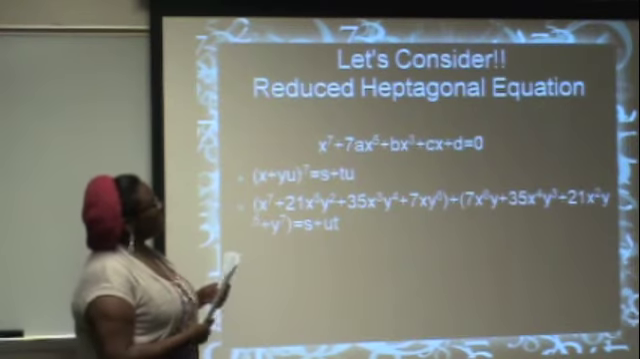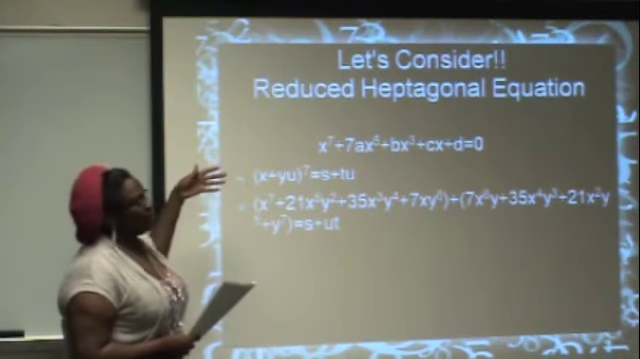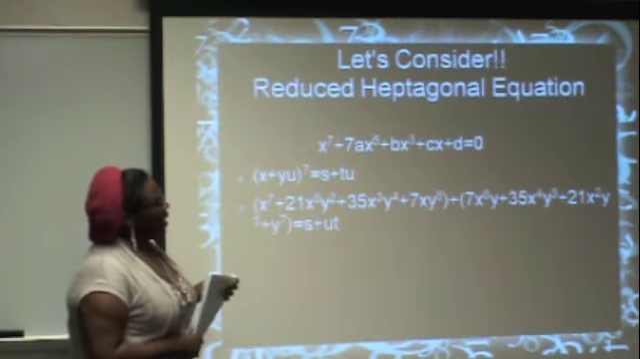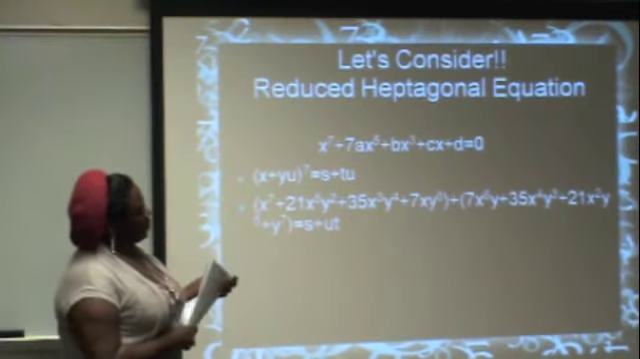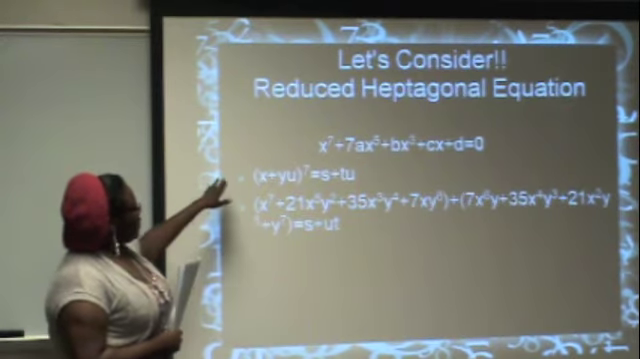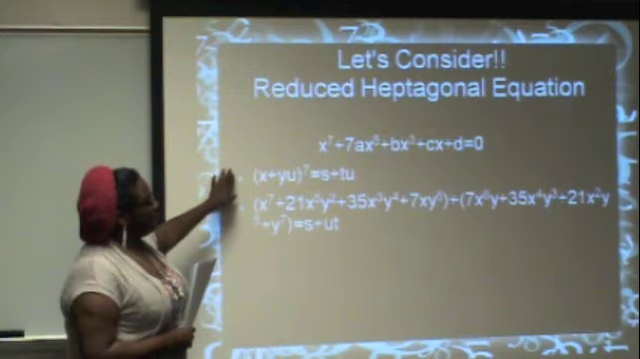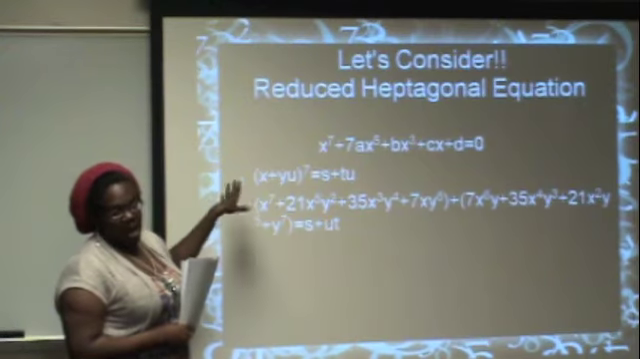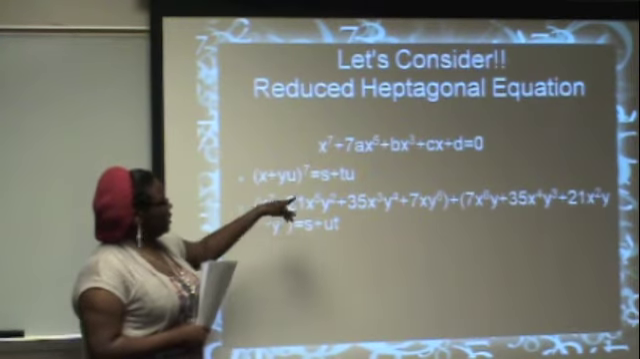So what am I saying? Let's consider here a reduced heptagonal equation: x raised to the 7 plus 7ax to the 5th plus bx cubed plus cx plus d equals 0. From the idempotent and the binomial theorem breakdown, we have (x plus yu) raised to the odd power 7 equals s plus tu.